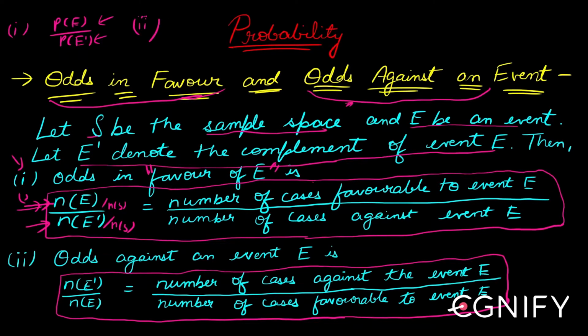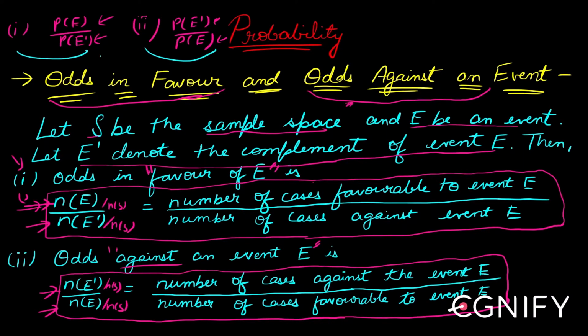Likewise, it's the reverse for odds against an event. Whenever you come across the term odds against an event, you'll put the probability of E dash first and then divide that by the probability of E. So the actual formula is the number of cases which are against E divided by the number of elements which are favorable to E. Again, if you divide by N of S in both numerator and denominator, you will get P of E dash divided by P of E. So these are two very basic direct formulas that you need to know.